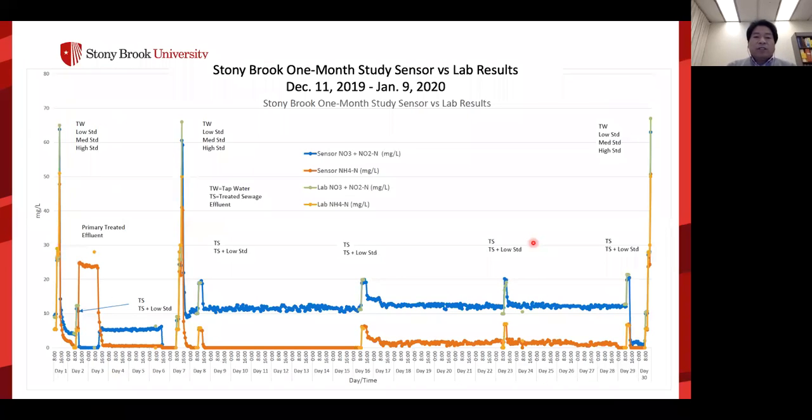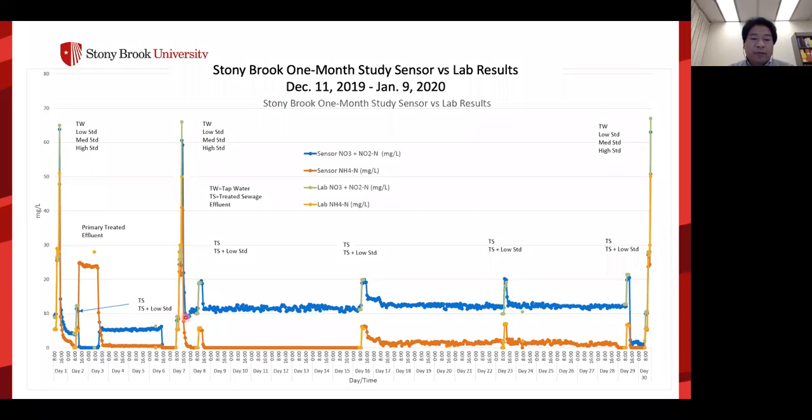So this comparison from the lab data is summarized in a figure. This may be easier for us to follow. Okay, so take a look at the blue spot. That is the sensor data for nitrate plus nitrite. The lab data, that's the green spot. Along this time axis, it's day 1 to day 30, the whole month data.